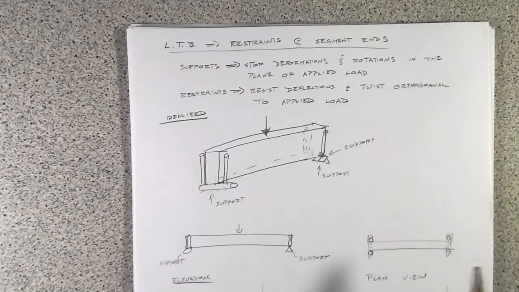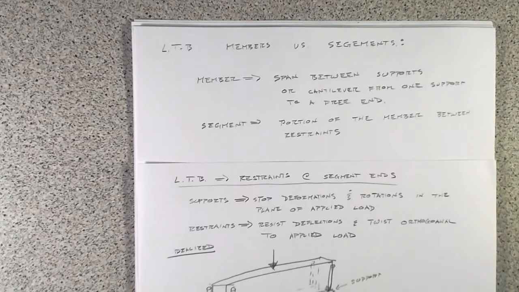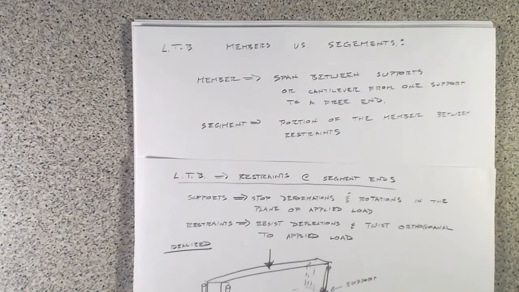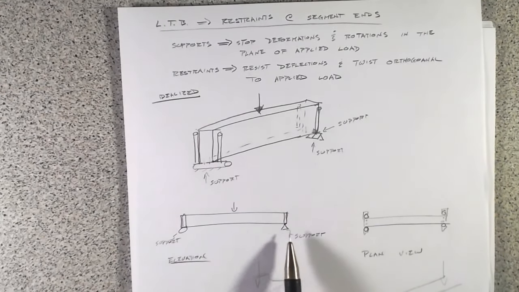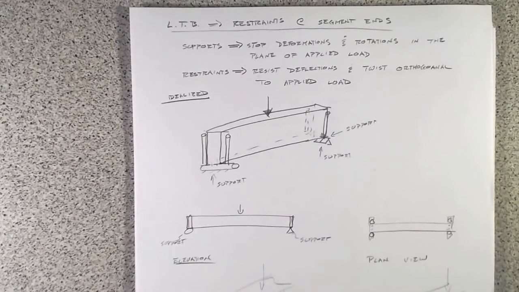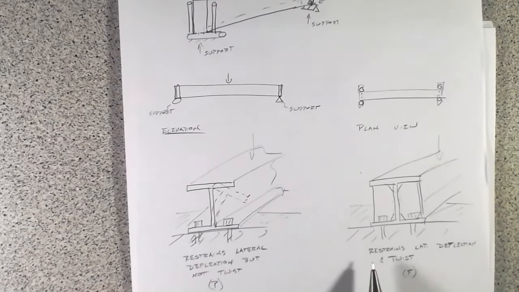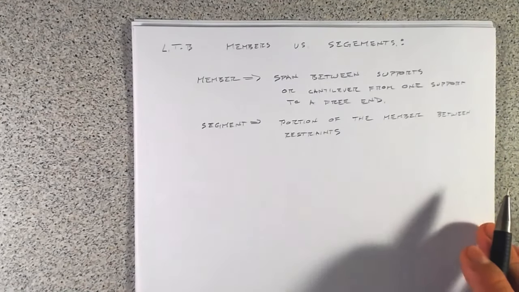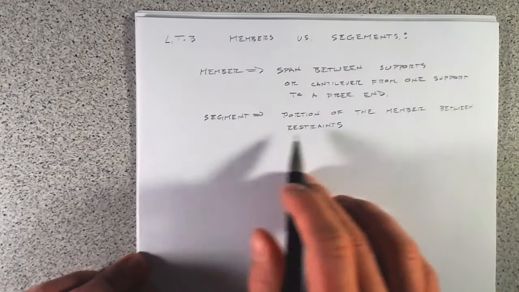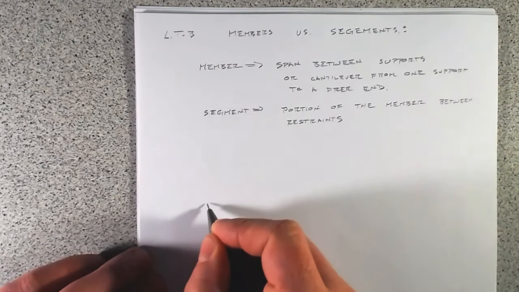I said here that the segment is the portion of a member which is between restraints. Well, that portion could be 100% between restraints. And that happens commonly where you've got supports which are stopping your in-plane deformations and rotations, and your restraints which are stopping your out-of-plane, so either just lateral deformation or lateral deformation and twist. But we can also have segments which come at the middle of an element.